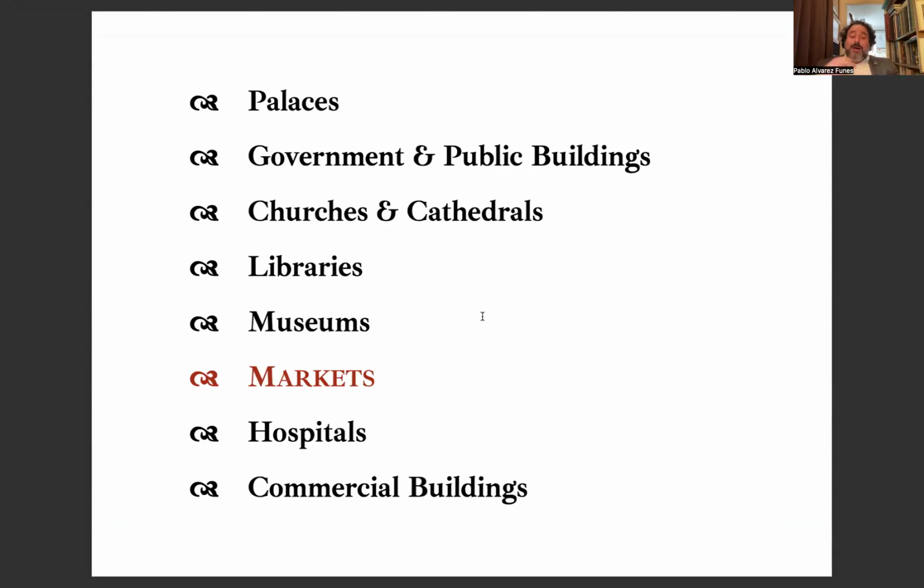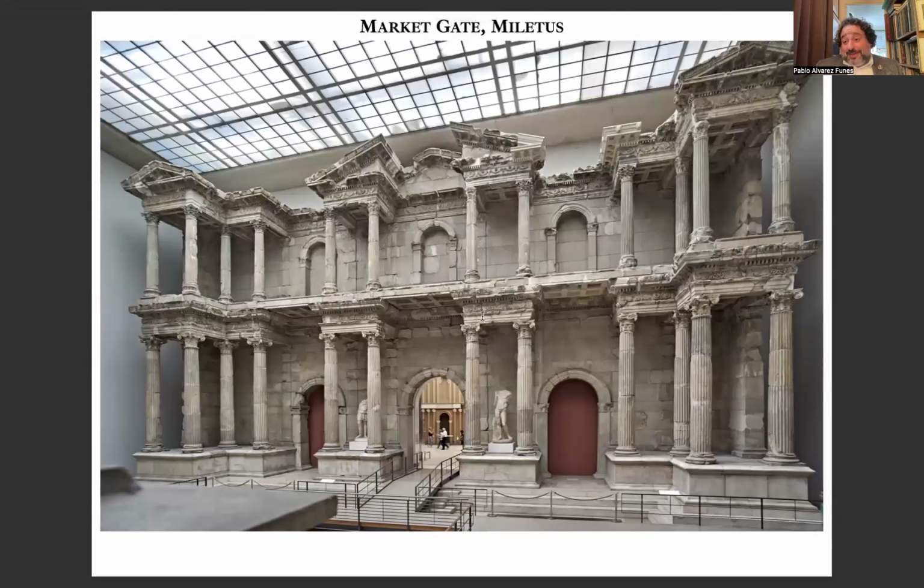So we're going to see markets now. A market is something that has always existed, but remember, we're talking about facades. So I needed to select the markets that have the most striking facades. And one of those has to be, of course, the Gate of the Market of Miletus, which is now in Berlin. It's an impressive facade, not as impressive as the Library of Celsus, but still quite incredible. And as you can see, in this case the flanking elements are a proper two-column portico.